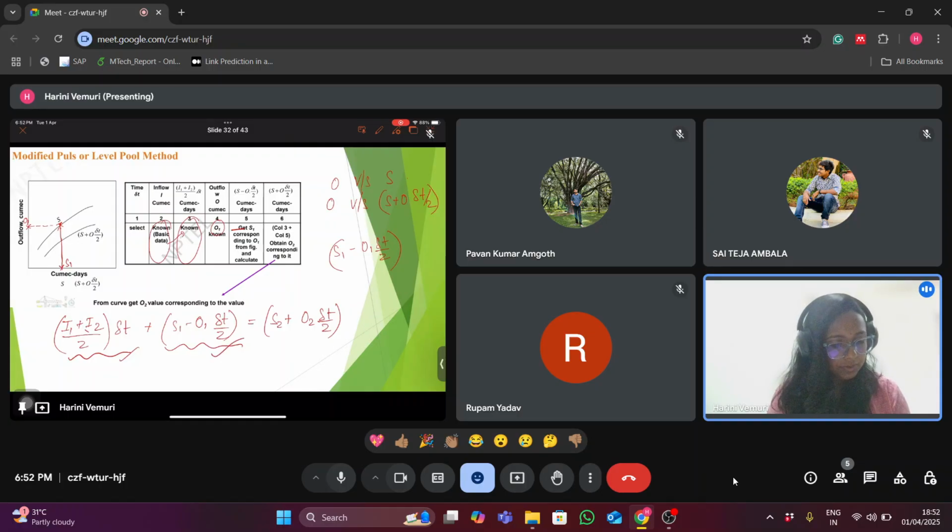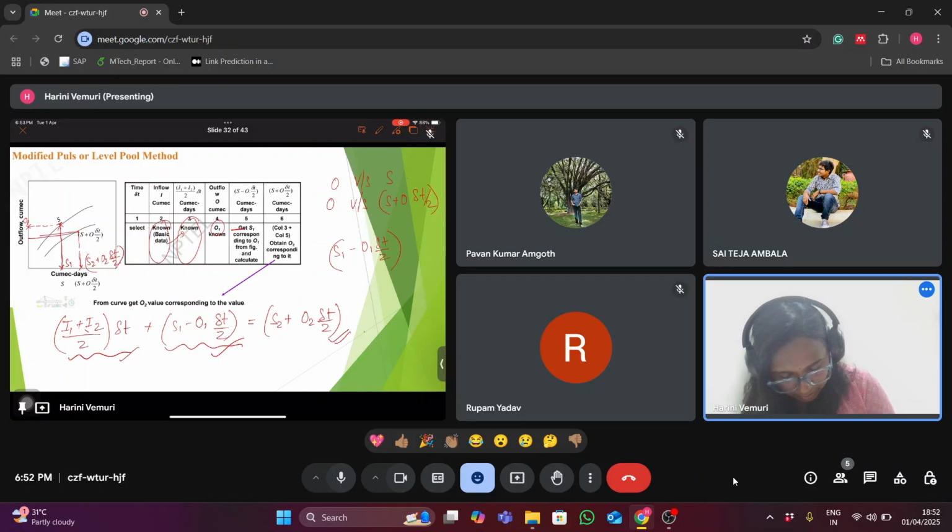By adding these two, we will get this term, S2 plus O2 into delta T by 2. So once you have, suppose this is the S2 plus O2 into delta T by 2 value, correspondingly from this curve, we can get the O2 value, right? So once you get the O2 value, we will write it here. And then for the next time step, we'll follow the same steps.